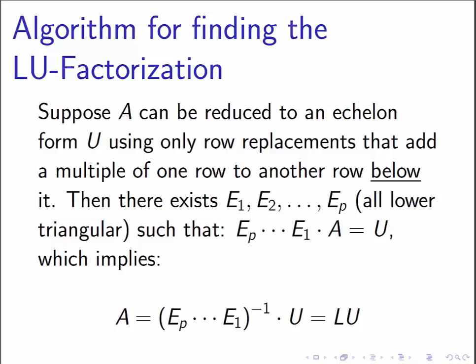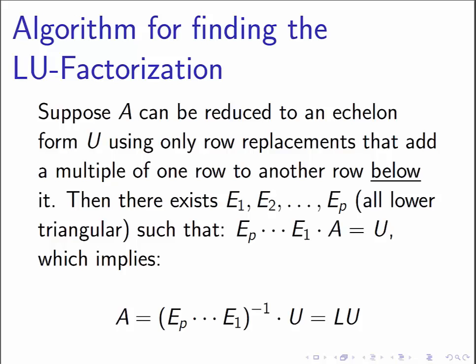Now that we've talked about why we are interested in an LU factorization, it's time to talk about how to do an LU factorization. So let's suppose that A can be reduced to an echelon form U by using row replacements that add a multiple of one row to another below it. What we're assuming here is that at no point do we need to swap two rows in the matrix. That is a condition that we are placing on this situation in the beginning, and later on we will remove that condition and allow for you to swap two rows.